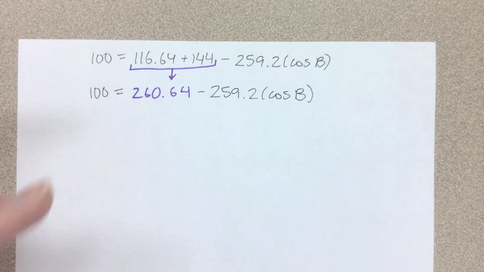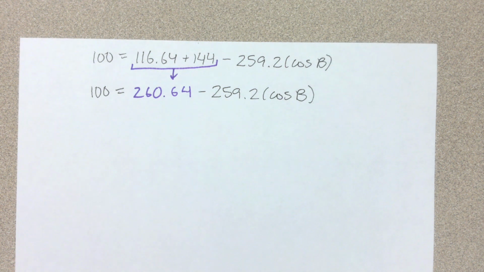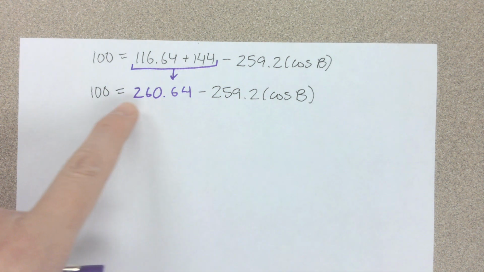Now, what we do next is easily one of the biggest mistakes I see on the test, and it's the reason why I'm going slowly this first time. What should we do next? Yeah? You subtract 260.64 on both sides. There you go. I was worried you were going to say subtract it with this number. Yes, we're going to move the 260.64 over to the left side.